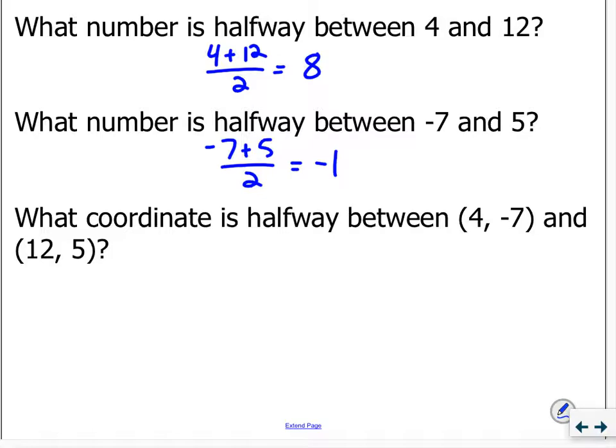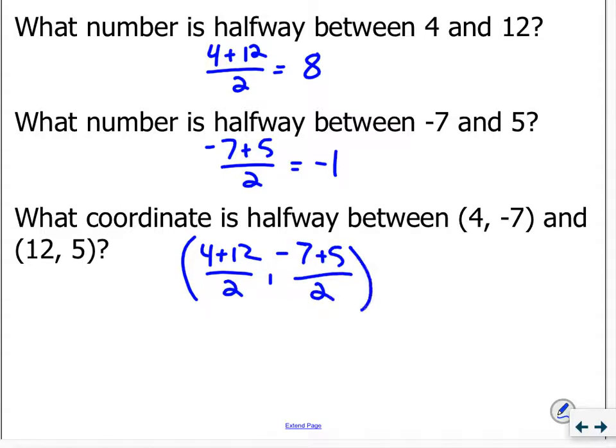Now we're going to be on a grid maybe. If you want to graph these two points and find the point that's halfway between them, we could do that. So its coordinates are going to be the average of 4 and 12, and also the average of -7 and 5. So the point that's halfway between them is (8, -1). Take a minute maybe and graph it. Graph the two endpoints, graph the midpoint, and check it out.